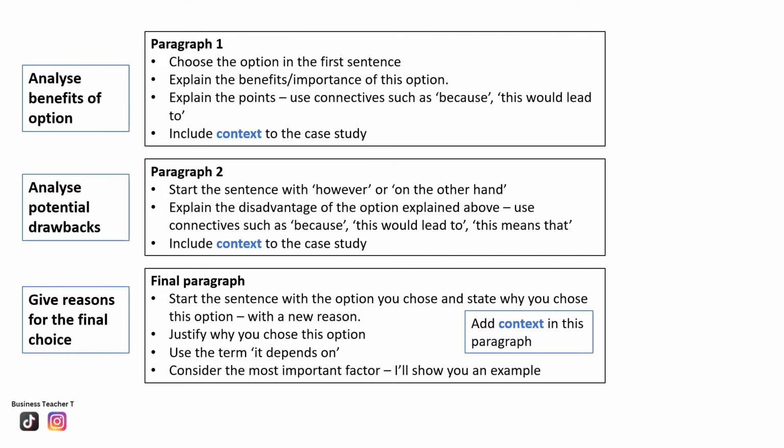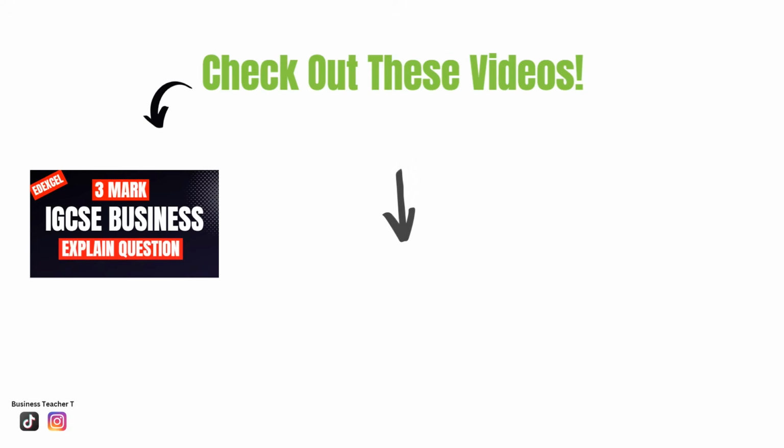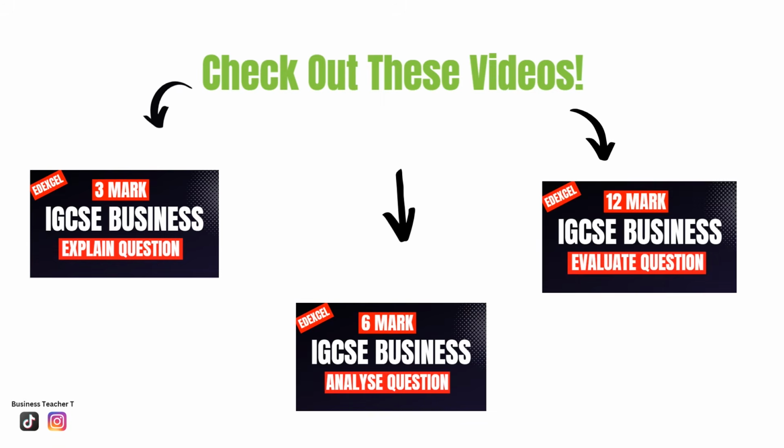So it could depend on the cost, it could depend on what else is happening in the economy, it could depend on what other competitors are doing. And you could also consider the most important factor. So I'll show you an example of a 9-marker, and you'll be able to see how this theoretical layout works in practice. You'll find the link to these videos in the description box. Do check these videos out.